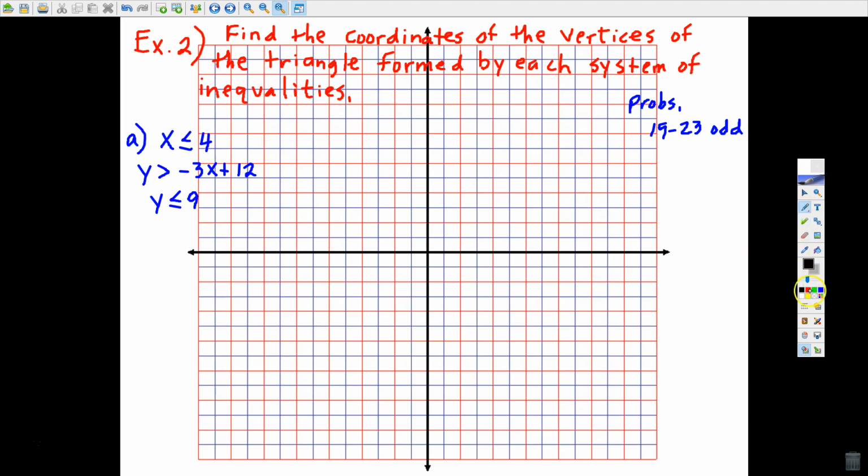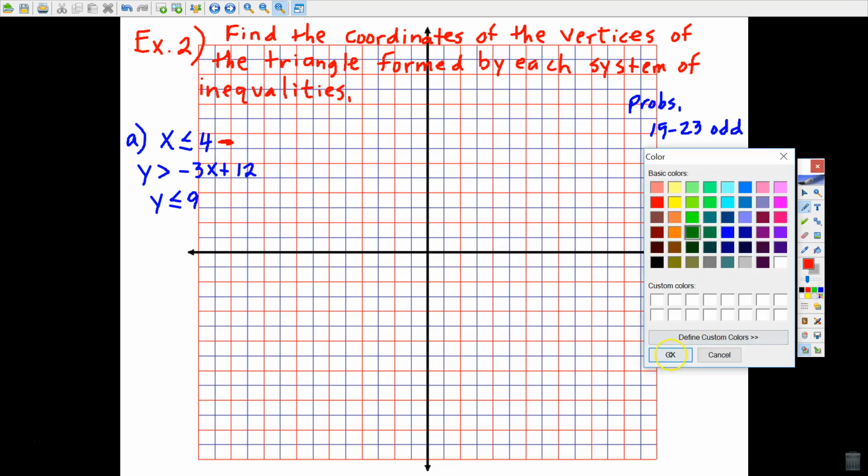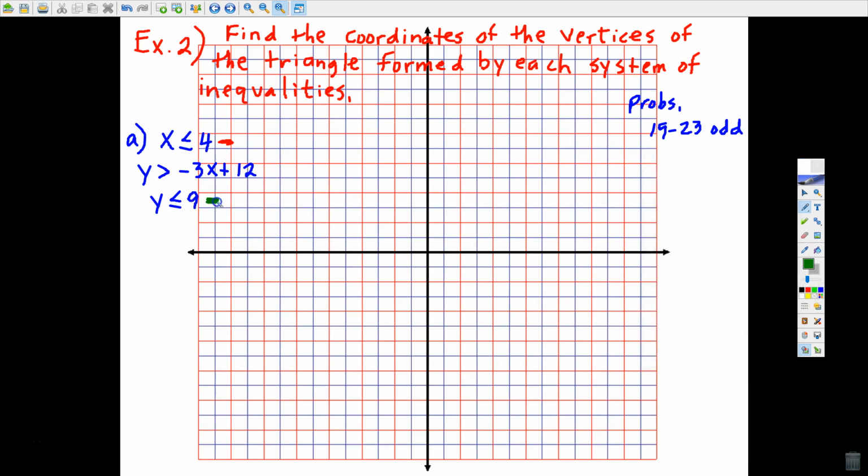Maybe just for sake of order, I'll color code these. I'll do this in red, the middle one in blue, and this one on the bottom, I'll do the boundary line in green. Okay, so just running through this, let's do the boundary line x equals 4, and it's going to be a solid. All right, solid red line. Here's where x equals 4. That's the vertical line crossing the x-axis at 4.